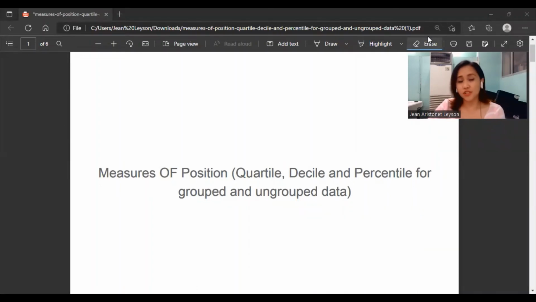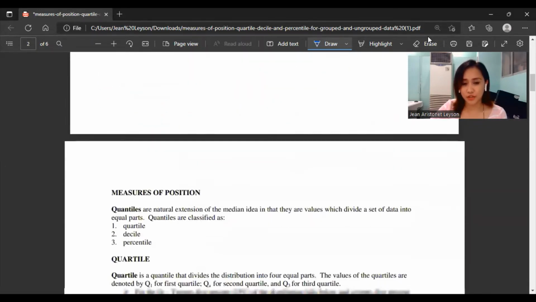So in our previous discussions, we have already talked about the measures of central tendency, which were the mean, median, and the mode. We also talked about measures of dispersion, the range, the standard deviation. And in this video, we will be talking about measures of position, which are the quartile, decile, and the percentile, also known as the quantiles. So let's start with some definitions.